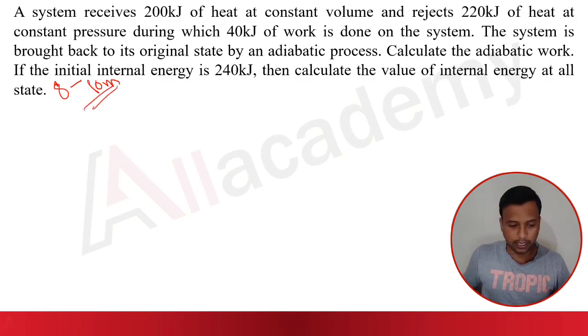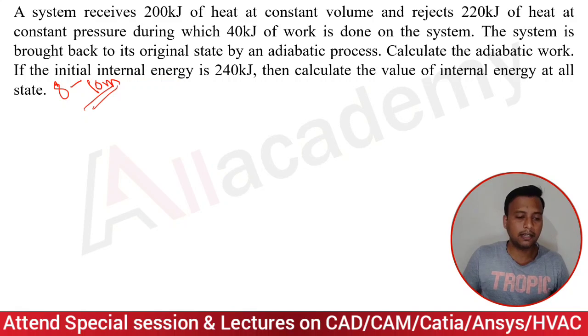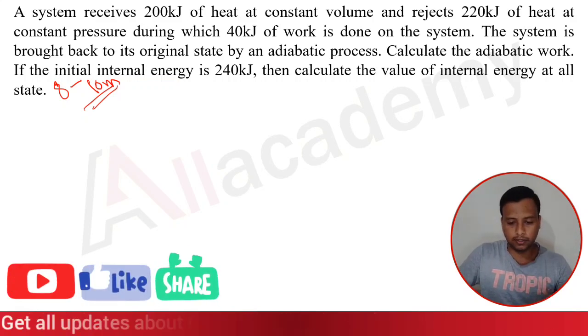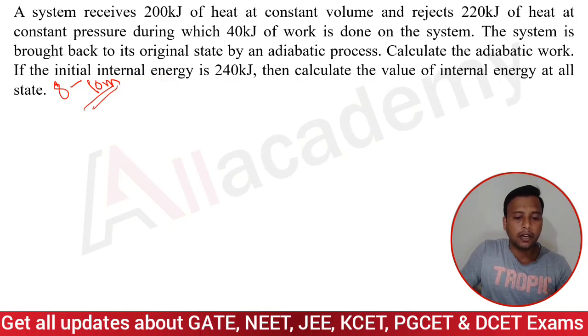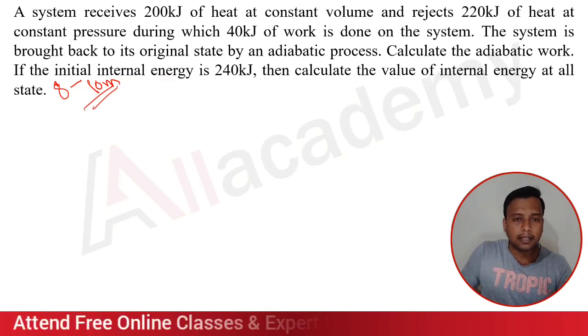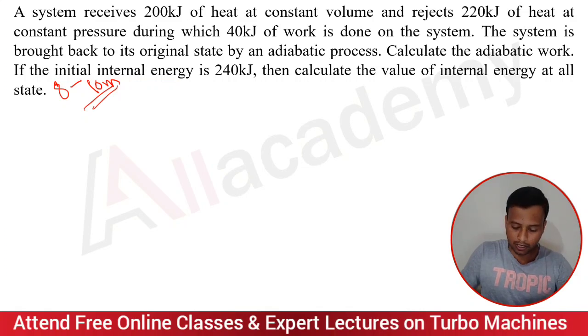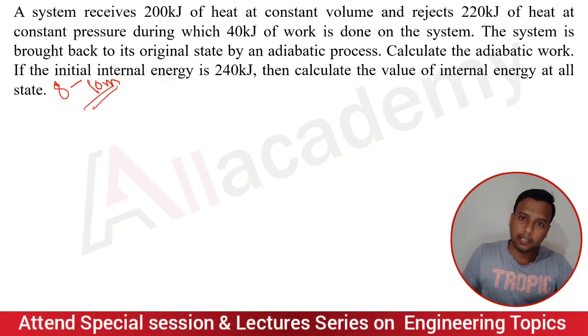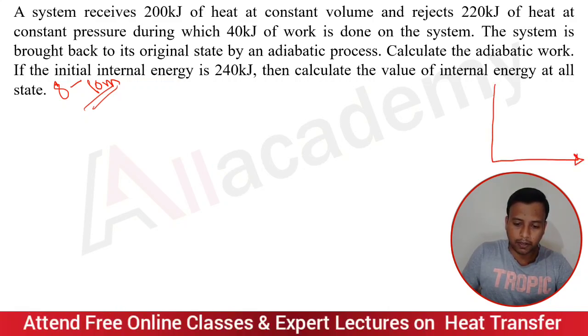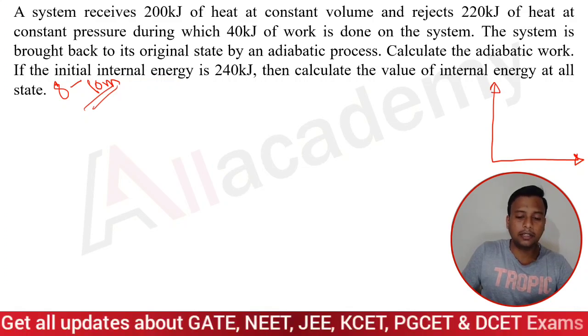Now here, he has given one system which is working in three different processes. One is a constant volume process, another is a constant pressure process, and the last process is an adiabatic process. Before we solve this numerical, we must draw the PV diagram for this particular system. Based on the given data, we should be able to draw the PV diagram.